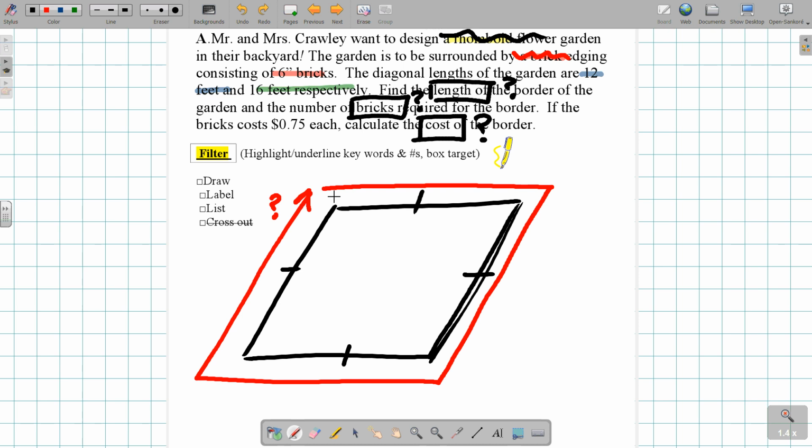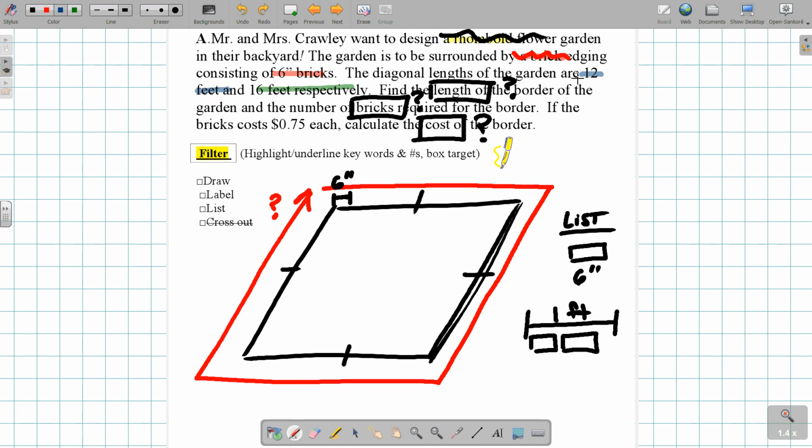Each brick that we're going to put there is only 6 inches in length. That's part of our list. As each brick is 6 inches. And just for comparison, if you have a foot, that means you get 2 bricks per foot.